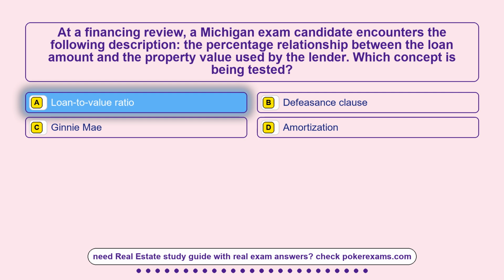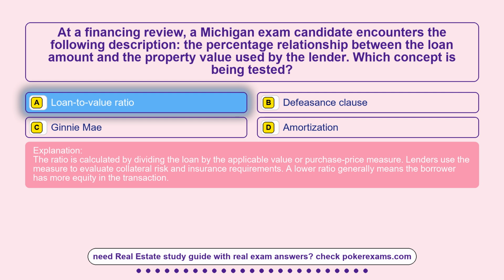Loan-to-value ratio. The ratio is calculated by dividing the loan by the applicable value or purchase-price measure. Lenders use the measure to evaluate collateral risk and insurance requirements. A lower ratio generally means the borrower has more equity in the transaction.